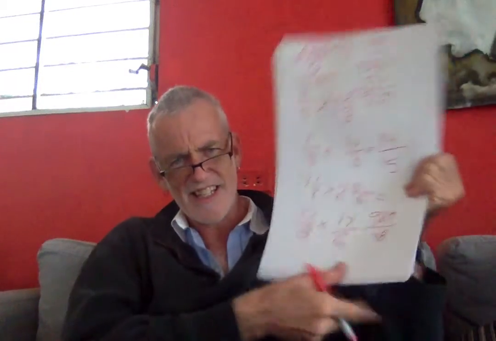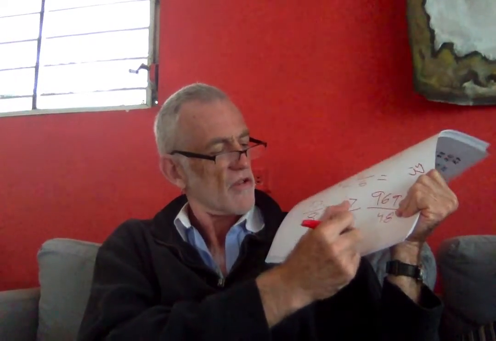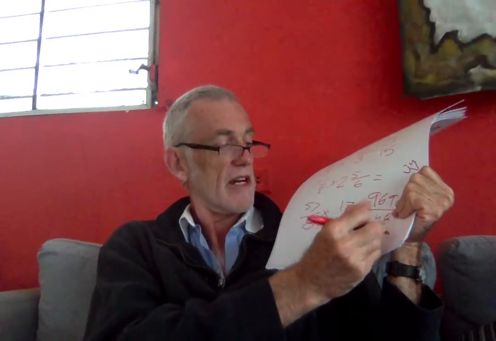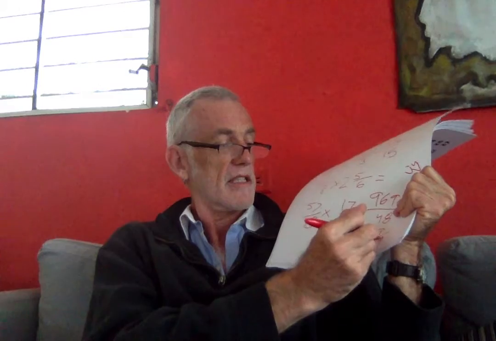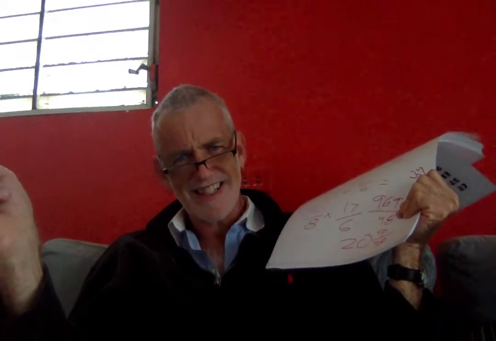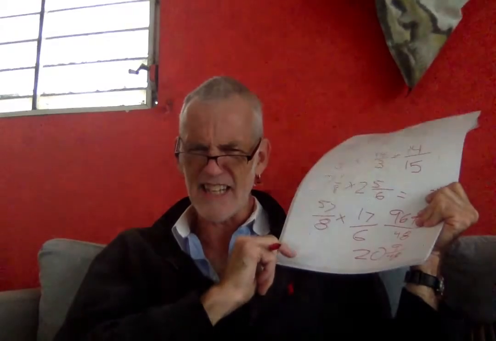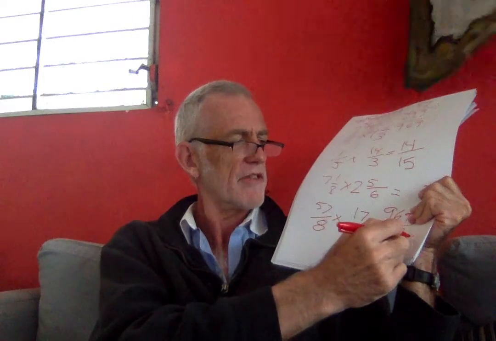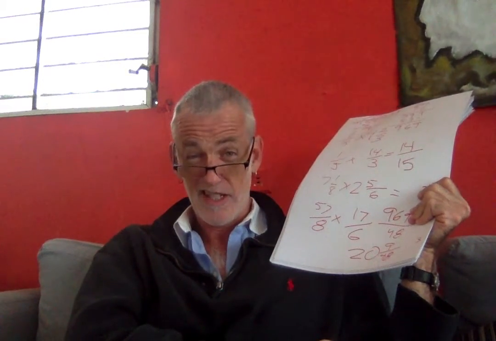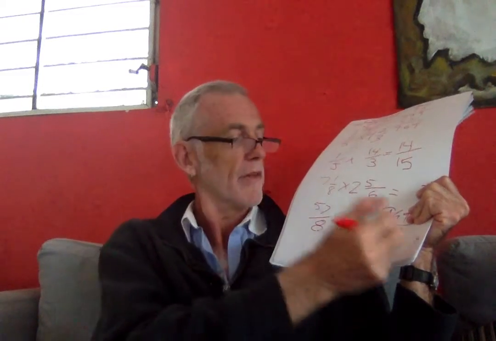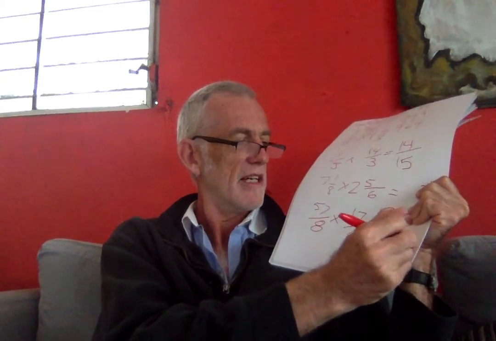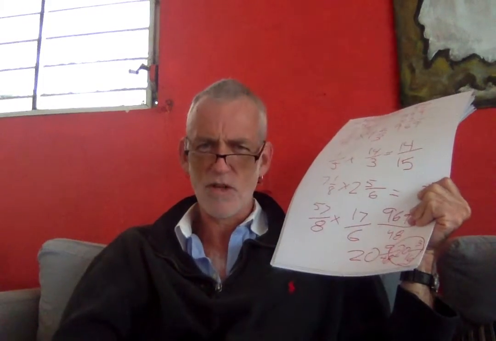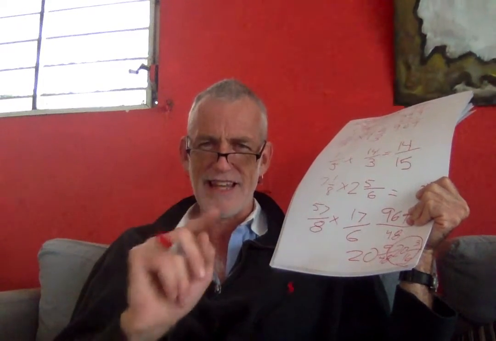So our answer is 20, remainder of 9/48ths. We're not done yet, because we can still simplify. We can divide both of those by 3. 9 divided by 3 is 3. 48 divided by 3 is 16. 20 and 3/16. That is the worst one yet. I promise not to give you any of that horrific on the quiz on Friday. 20 and 3/16.